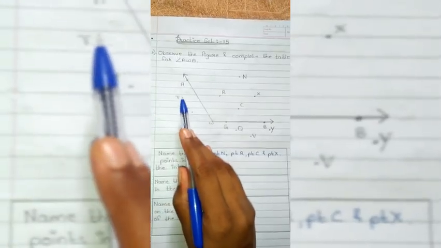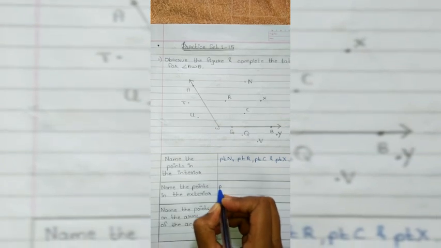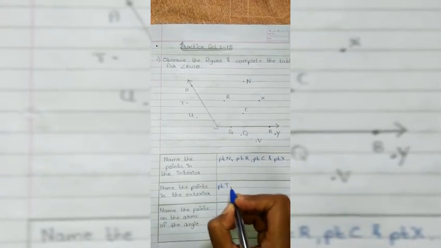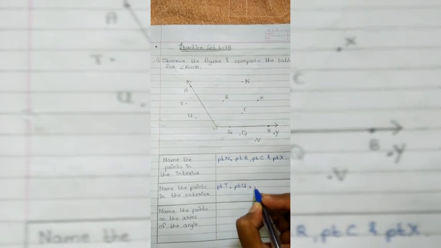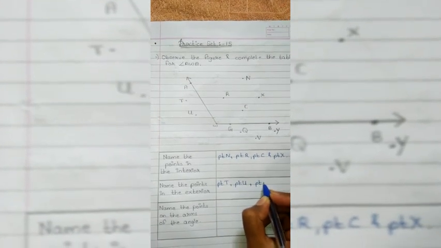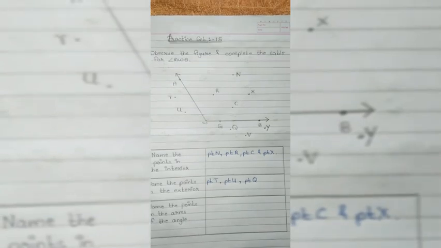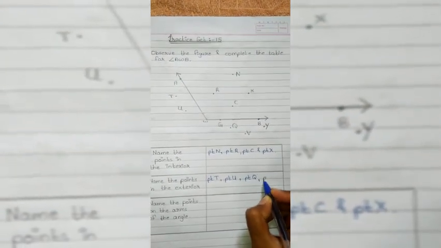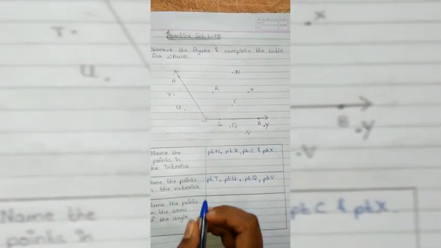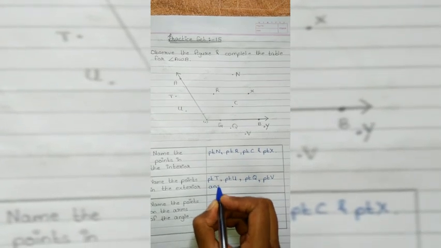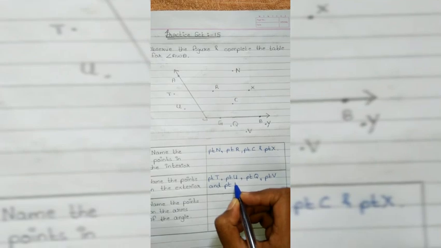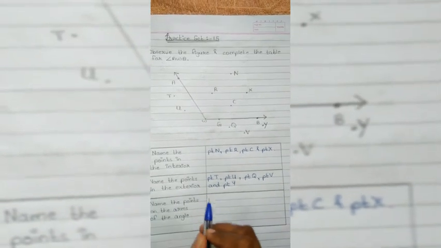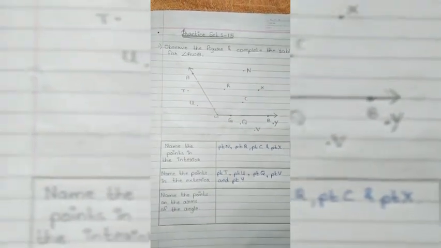So, point T, point U, point Q, point V and point Y are nothing but points in the exterior of an angle.